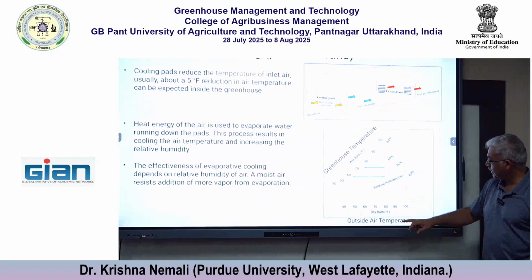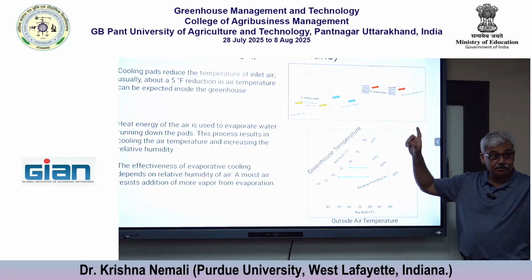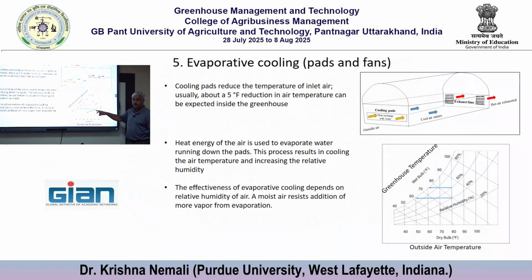Look at this graph. This is what that Carrier person came up with. Okay, what we call the psychrometric chart. This psychrometric chart will tell us what will be the temperature inside the greenhouse for a given outside air temperature and humidity. I want you to look at this number. So let's say outside air is at 80 degrees Fahrenheit. Okay, this line. When outside air is 80 degrees and the humidity is 40%, the inside can be 60 degrees Fahrenheit. Remember that, okay? Number one.